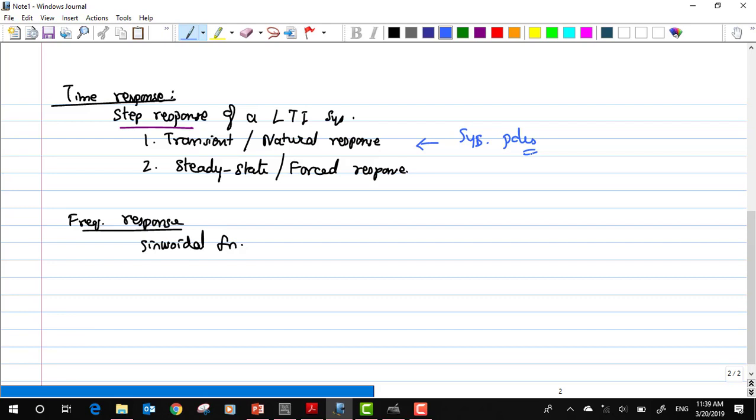Now you might have a question: do we have any other poles apart from this? Obviously, we will have some poles, and I will talk about those as well. So as of now, this is the overview, and I just want to talk about the first part, that is the time response. Let me take a step response for a first order system.